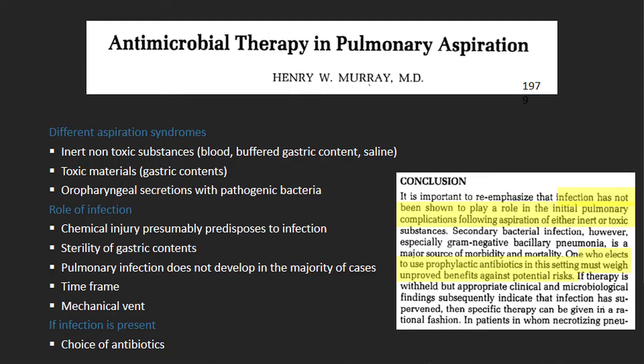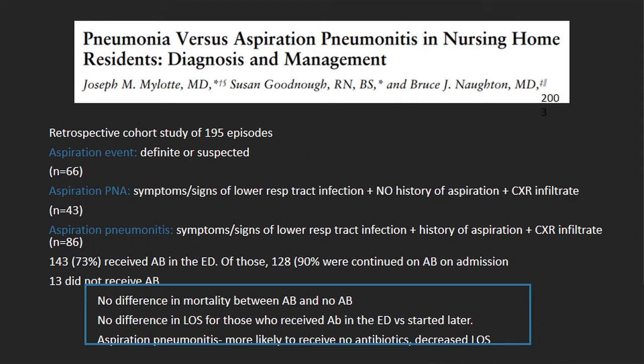So in their conclusion here, they say infection has not been shown to play a role in the initial pulmonary complications following an aspiration, either inert or toxic. And then whoever elects to use prophylactic antibiotics in this setting must weigh improved benefits against potential risks of the antibiotics. So another study, this one is 2003.